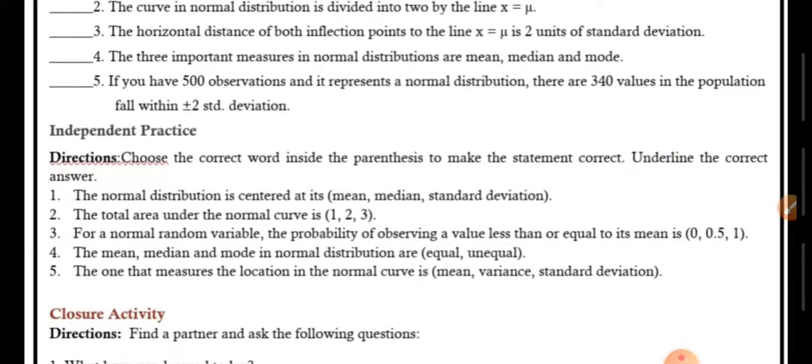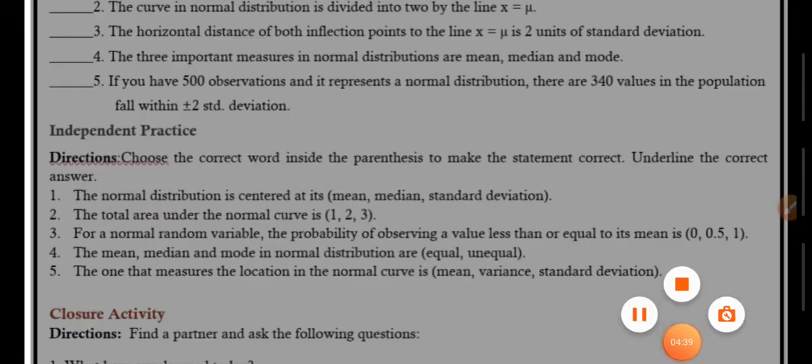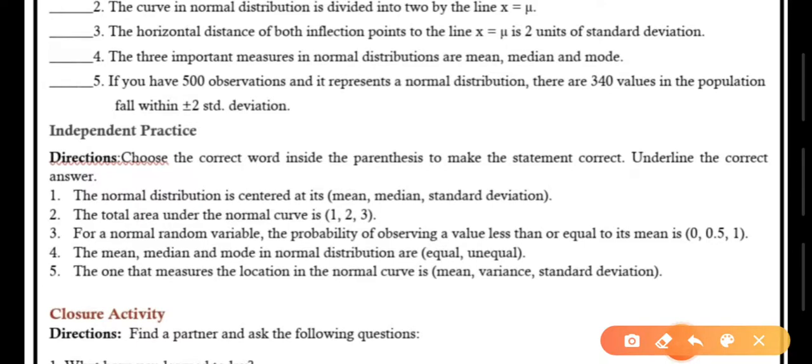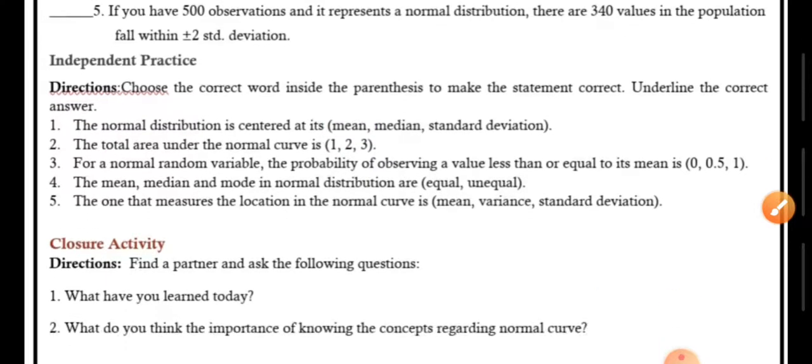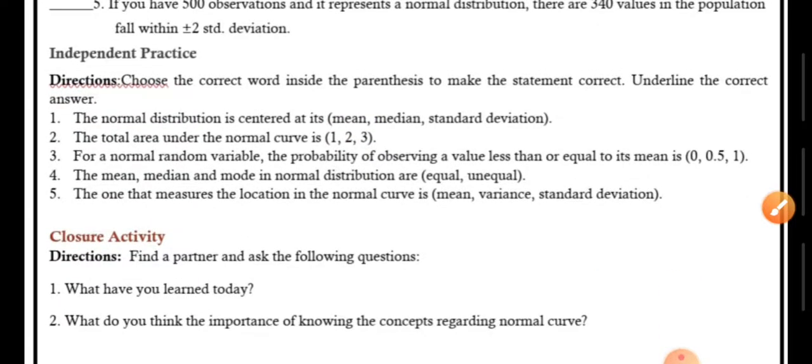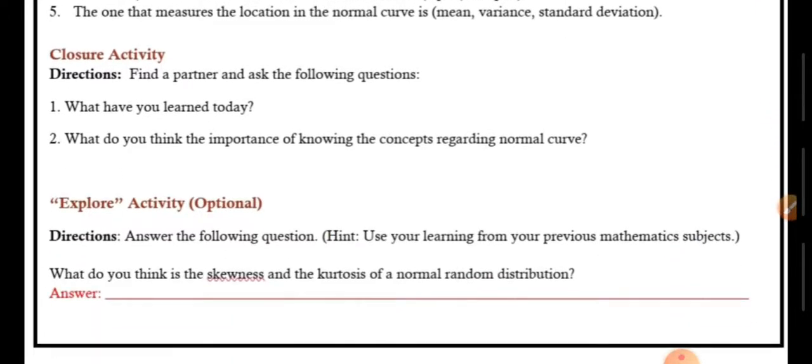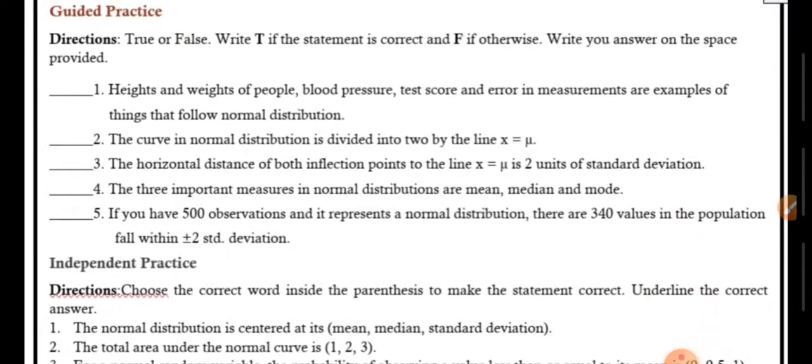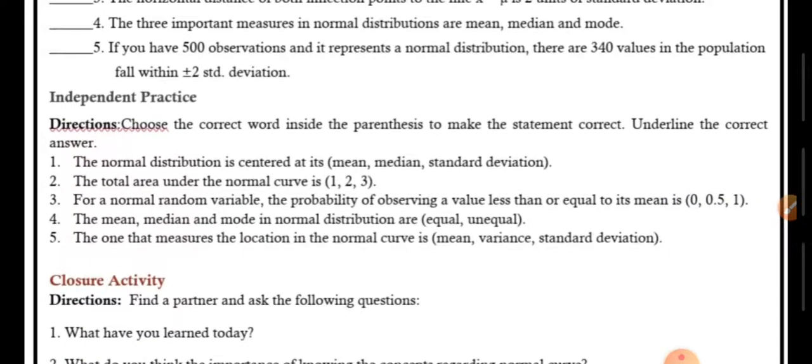For the independent practice, you just have to underline your answer. For the statement "The normal distribution is centered at its mean," I'm going to answer number 1, and then you have to answer numbers 2 to 5. No need to answer the closure activity and explore activity. What you're going to submit to me is the guided practice and independent practice numbers 2 to 5.